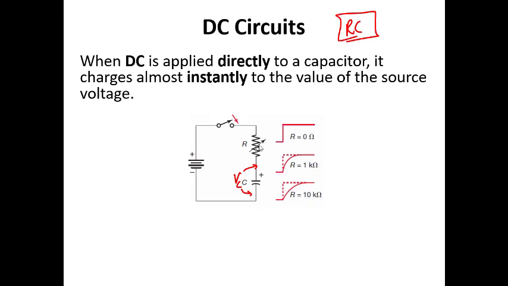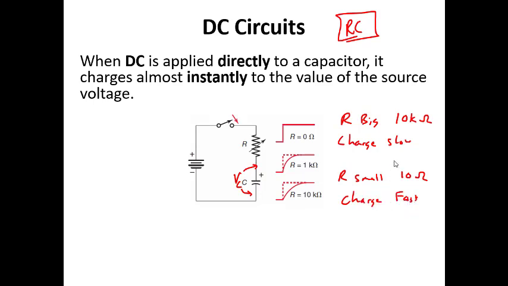How big this resistor is will determine whether we charge fast or slow. If R is big, so we'd have a lot of resistance, let's say in this case it's 10K ohms, that's a pretty high resistance. That means this is going to limit our current, so we would charge slow. If R is small, let's say it's 10 ohms, then it would charge fast. Depending on the value of R and C, that will determine the time constant, tau, which is R times C.